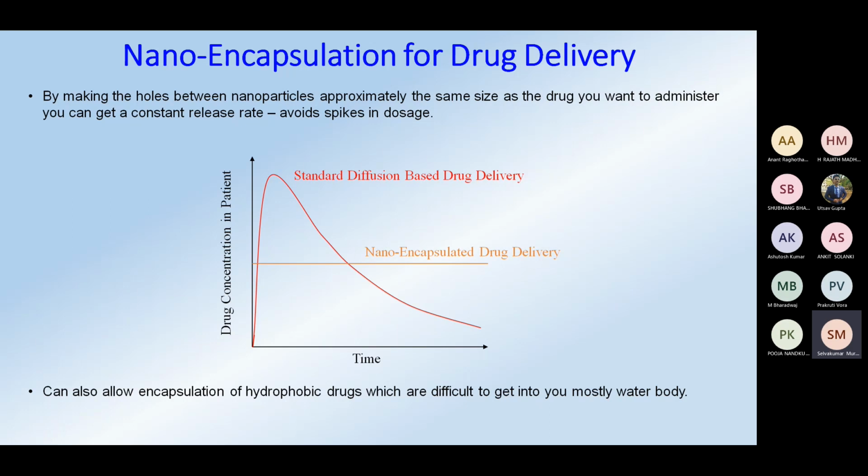Regarding drug release characteristics, this was the standard diffusion based on the normal carrier, and this was the self-assembled nanoparticles, encapsulated. Okay, you will have this kind of controlled drug delivery. Either it will not burst, or it will not terminate so slowly.